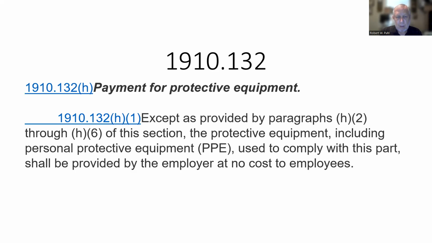Payment for protective equipment, except as provided by paragraphs H2 through H6 of this section. The protective equipment, including personal protective equipment, used to comply with this part shall be provided by the employer at no cost to employees. Now, we've talked about this before. Well, maybe I haven't talked to you about this before, but it's come up before in other classes. There are some exceptions to this. And of course, let's go through H2 through H6 before we get into it.